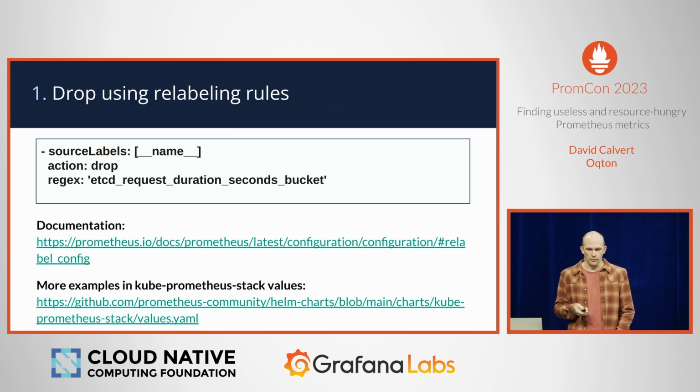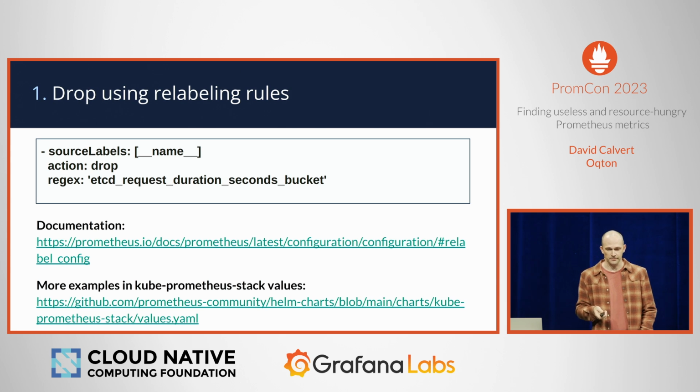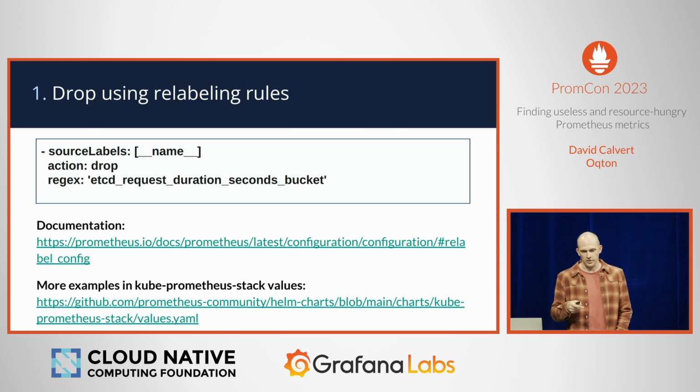So when it's not possible, you can still decide to drop metrics using relabeling rules. For example, here we are just dropping the metric that we saw in the example before. If you want to learn more about relabeling rules, you can have a look at the docs. And if you want more examples of the different configurations, you can have a look at Kube Prometheus stack. The Helm chart has a lot of examples of things you can do.